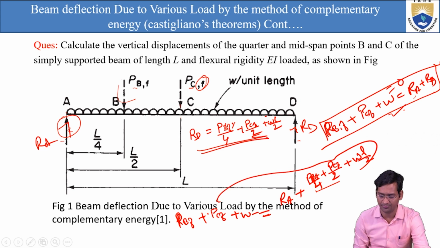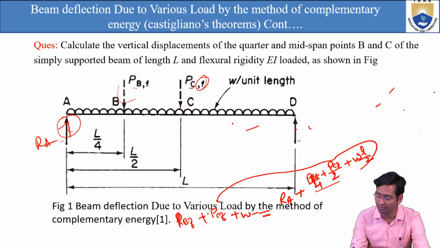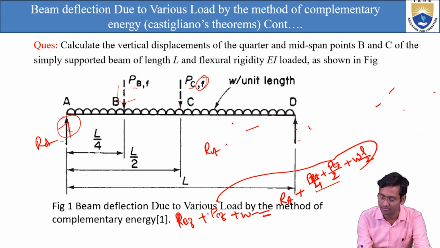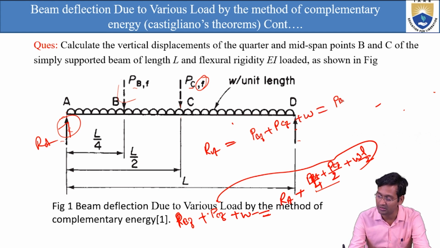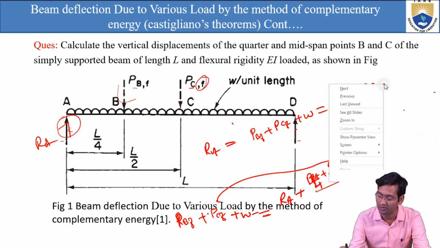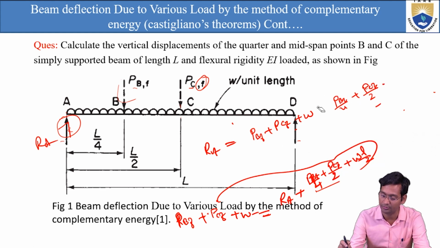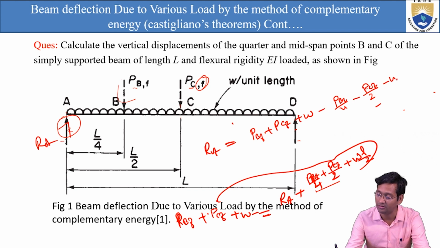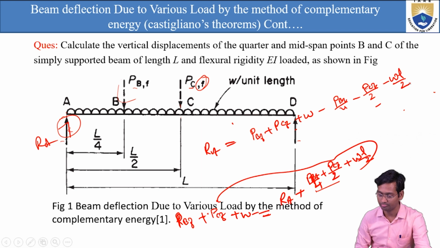Bring all this to this side. Right, now this is not required, because we have to find RA. So, keeping RA this side, RA equals to this, taking this full thing to this side. So, first what we have, PBF plus PCF plus W equals to what? This PBF by 4 plus PCF by 2, and sorry, this all will be minus because that side it will go. So, minus PCF by 2 and minus WL by 2. Right? Sorry, this weight is total WL.